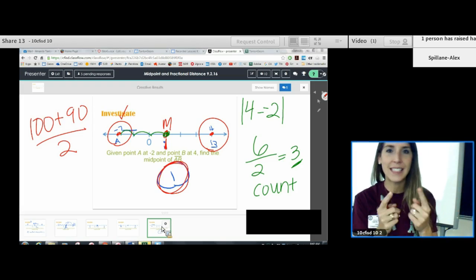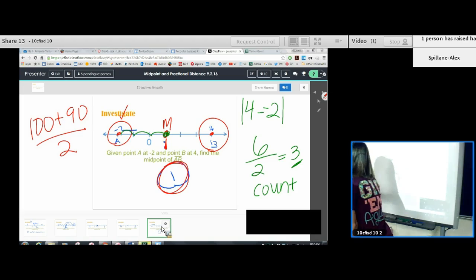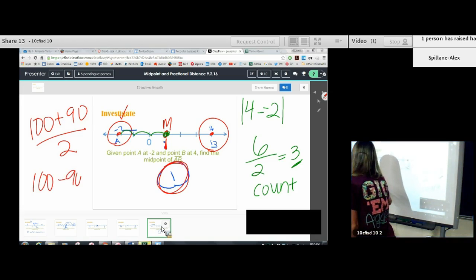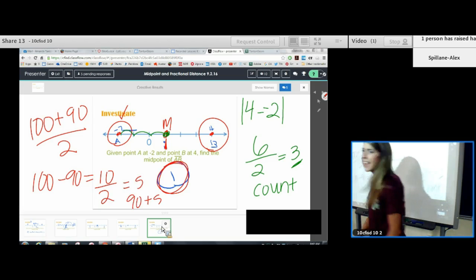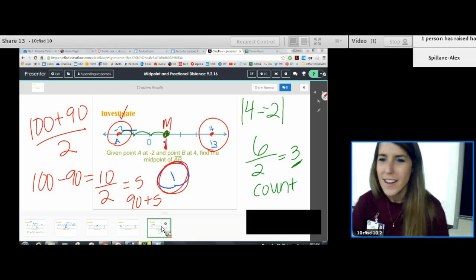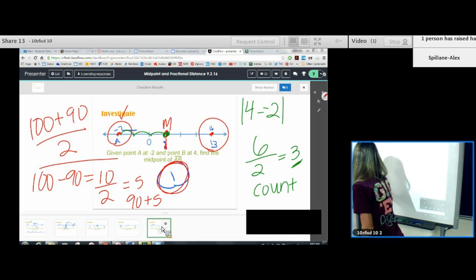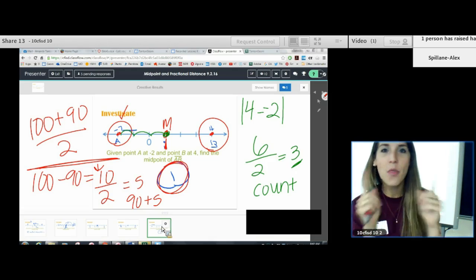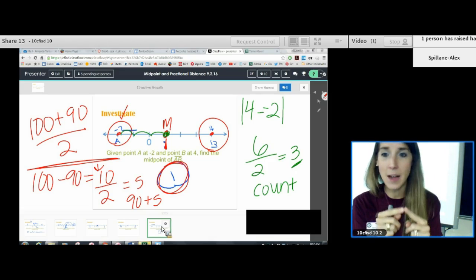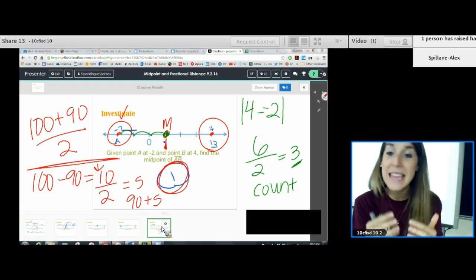Did you find the distance first? Did you do 100 minus 90 and get 10, and then divide 10 by 2, and then add 5 to 90? No! You did not do all of that. That's not efficient. You found the middle by adding them up and dividing by 2. It's called an average. It's called a mean.